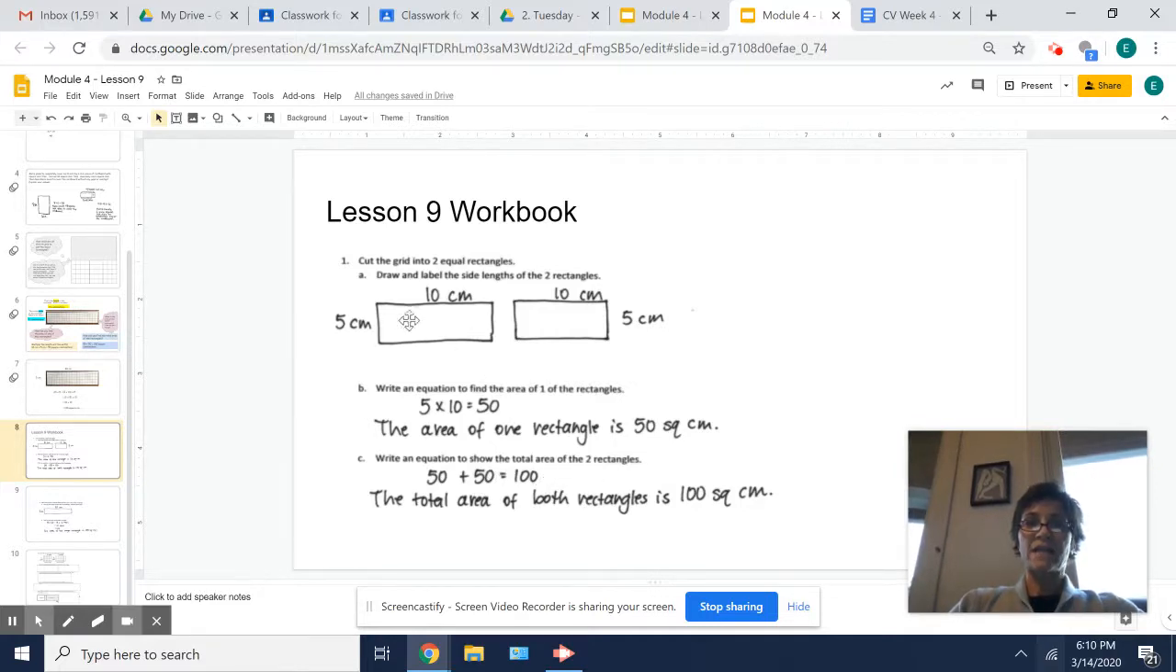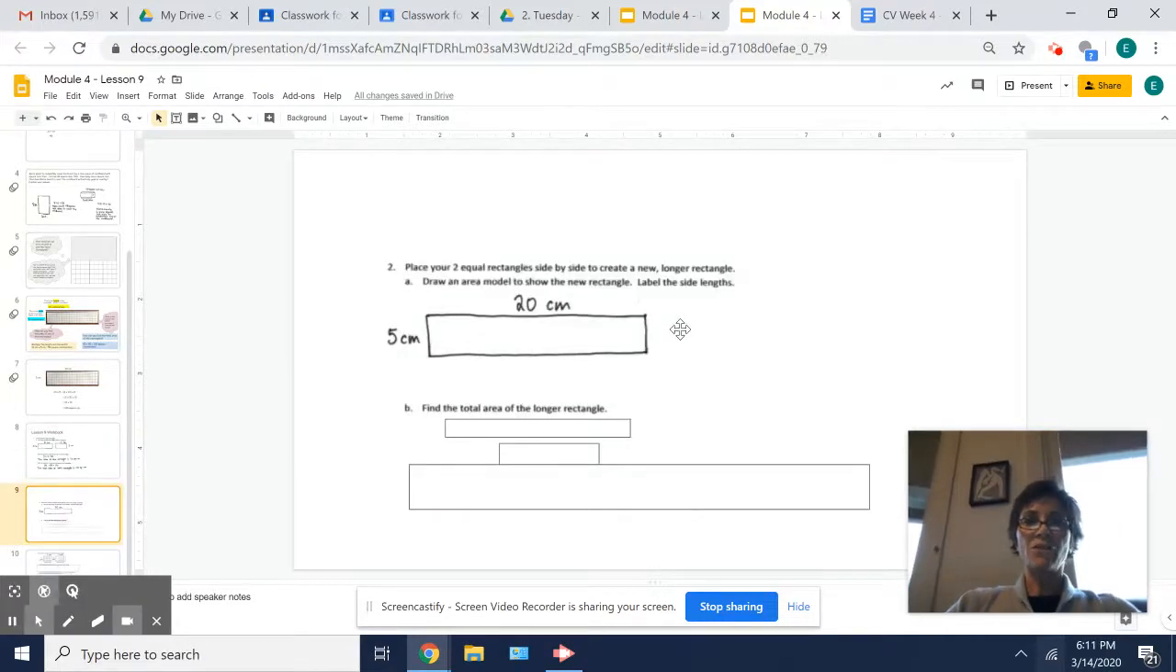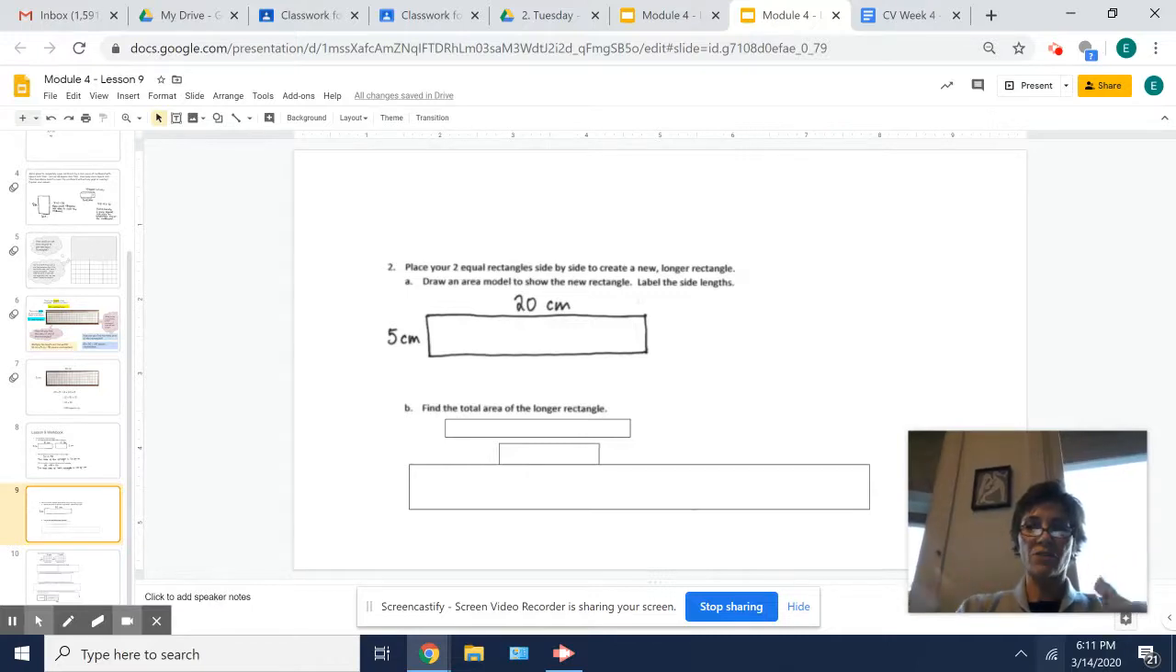Since they're exactly the same, I have the area of one rectangle, which is 50. The total area for both rectangles will be 50 plus 50, which is 100 square centimeters. We're always talking about centimeters. Our unit was centimeters. Imagine that we push these two rectangles together to make one big rectangle.